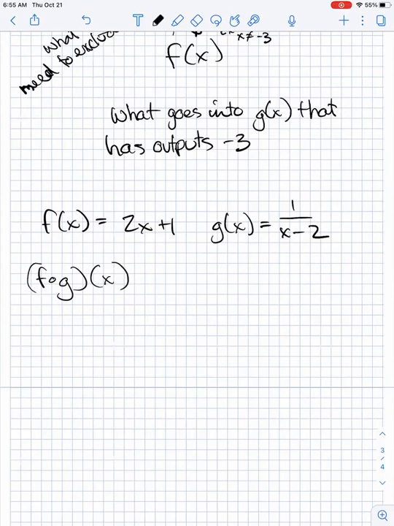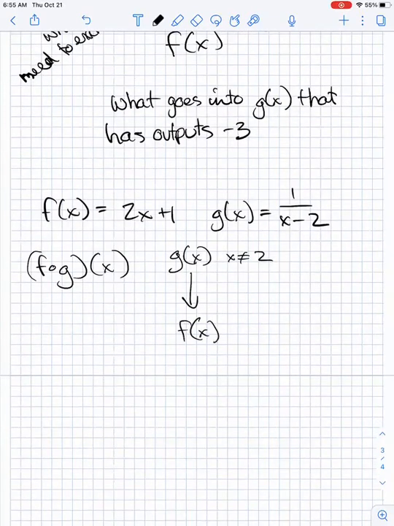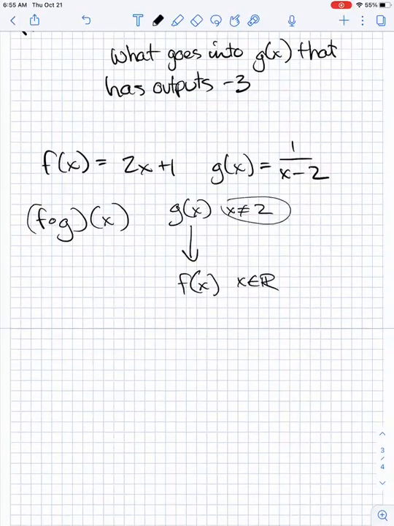To find the domain, remember g of x goes first. So what we need to eliminate from g of x is x cannot be equal to 2, because if x is 2 in g of x, it makes the denominator equal to 0. Then we've got to evaluate what's going into f of x. F of x has a domain of all real numbers, so it doesn't matter what comes out of g of x. So my only limitation has to be this. So the domain of f of g of x is the set of all x such that x cannot be equal to 2.